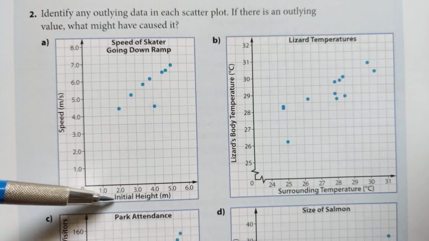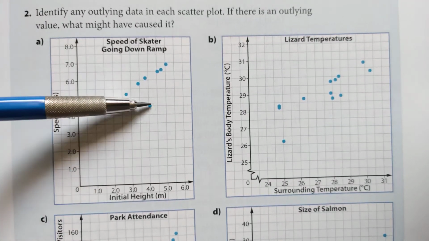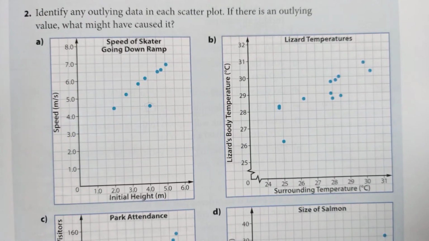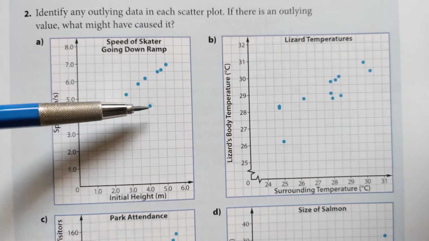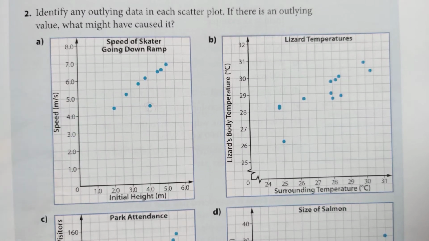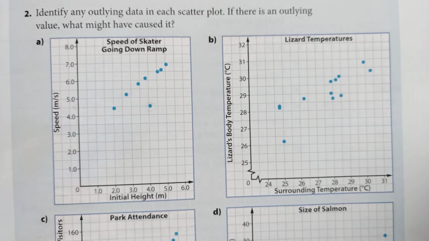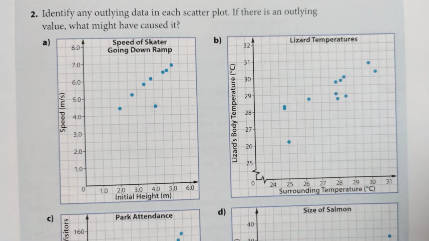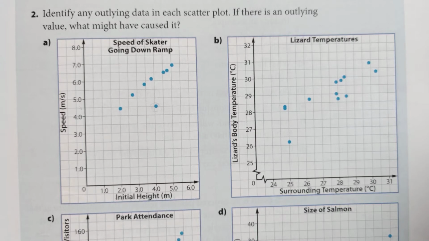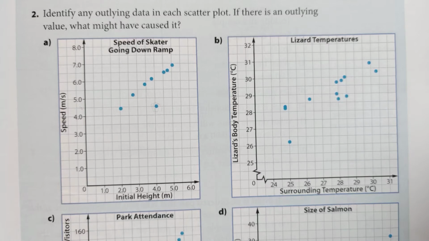But this is the speed of a skater going down the ramp. So this is their initial height on the ramp, and then this is their speed going down here. So starting at 4 meters, this guy here seems to be going fairly slow comparatively to everybody else. And so what could have caused that might be something like maybe the person got tripped up, or maybe they got scared and kind of slowed themselves down as they traveled down that ramp. Maybe they weren't going for that high speed. Maybe they were kind of nervous, something like that.